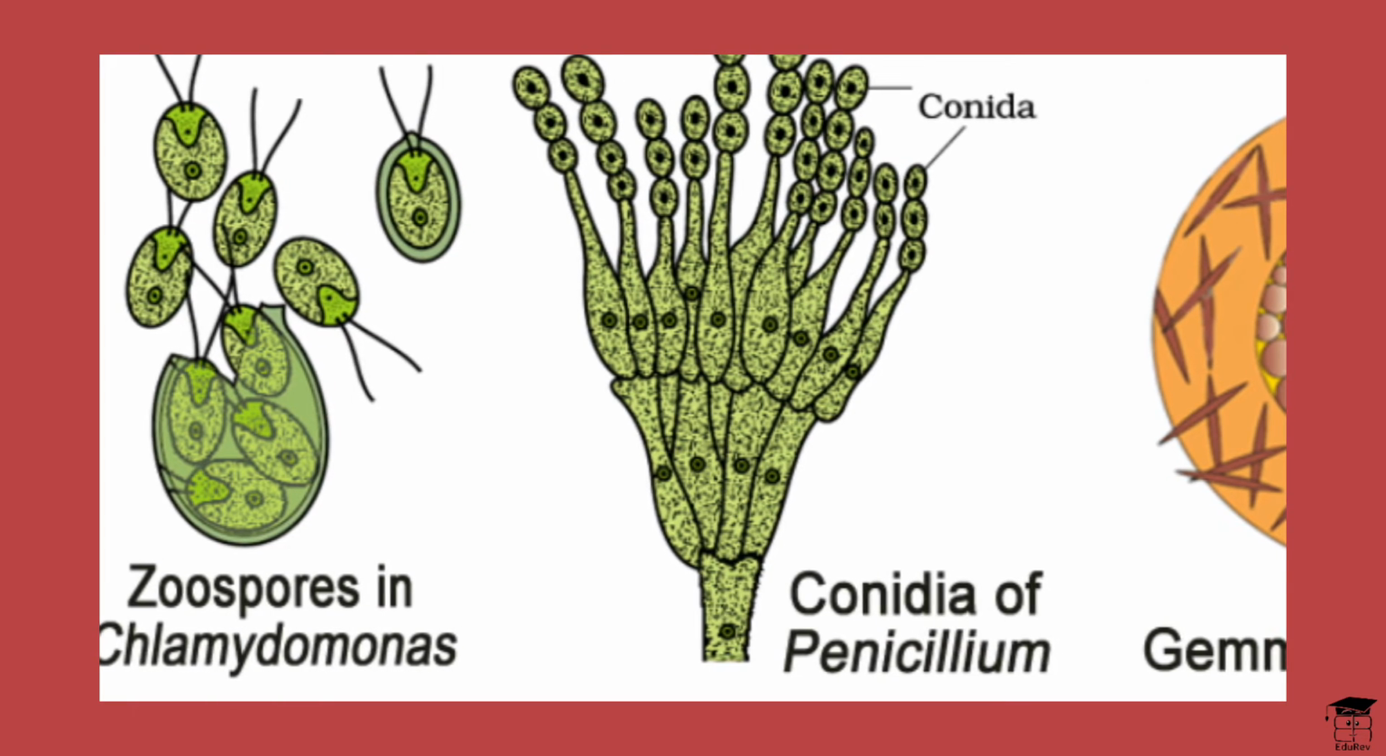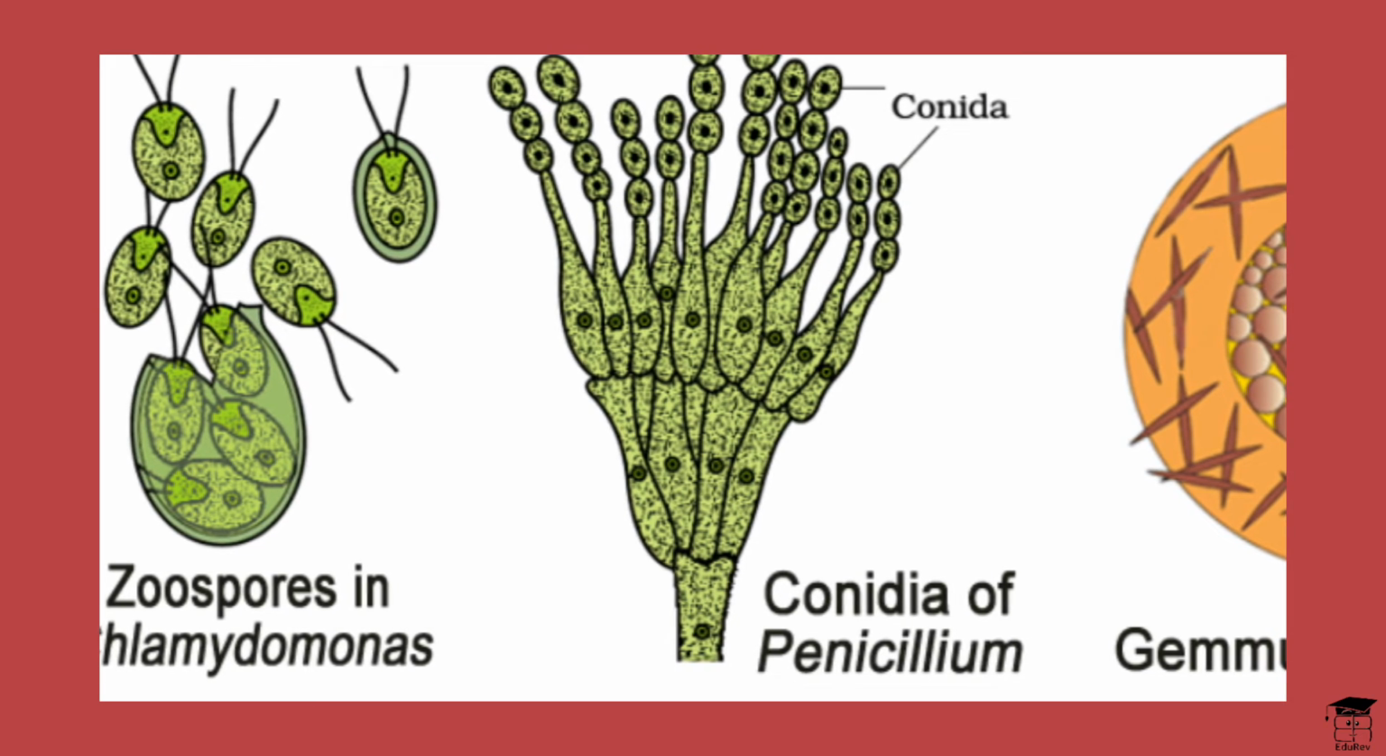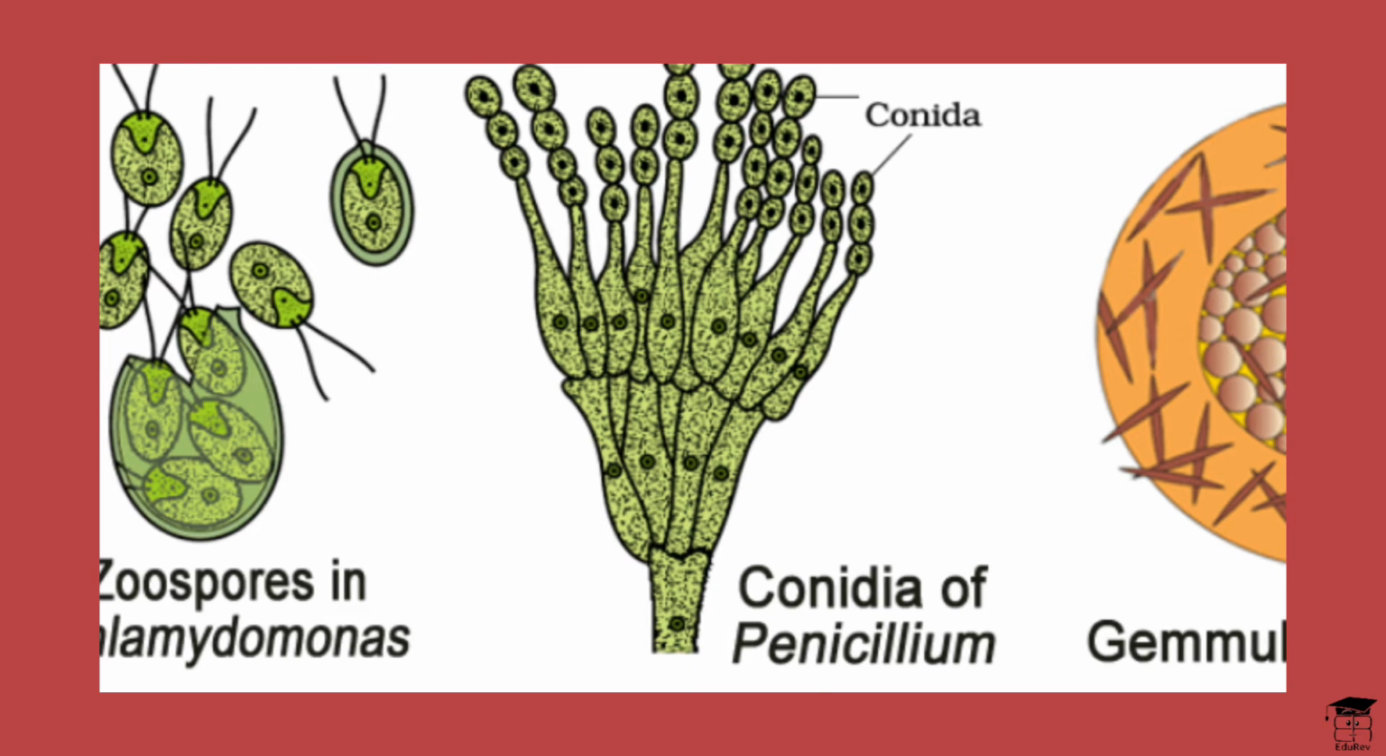Zoospores. These spores are made inside the cavity, because of which they are known as endogenous motile spores. They are biflagellated spores and are mostly found in algae and fungi.